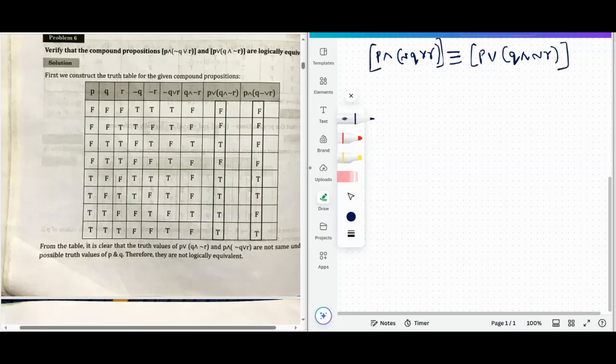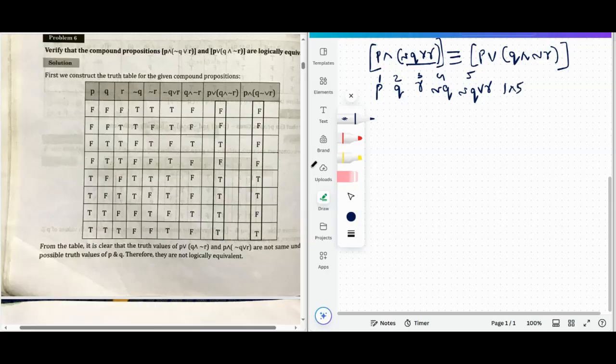So we need to prove this too. So let us prove. We have first P, then Q, then R, then we'll take the bracket, negation Q, then we'll take whole bracket, negation Q or R. Then we'll call this as 1, 2, 3, 4, 5. We'll take first one, the P, and fifth one.